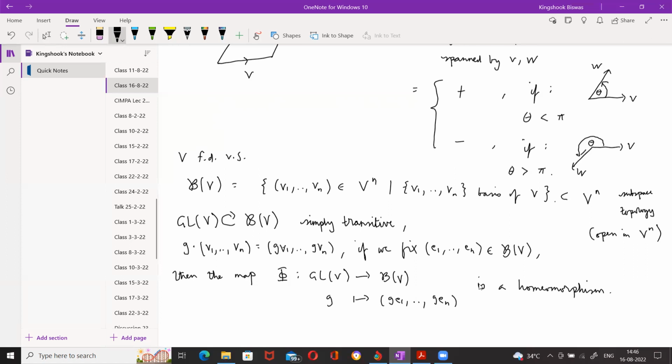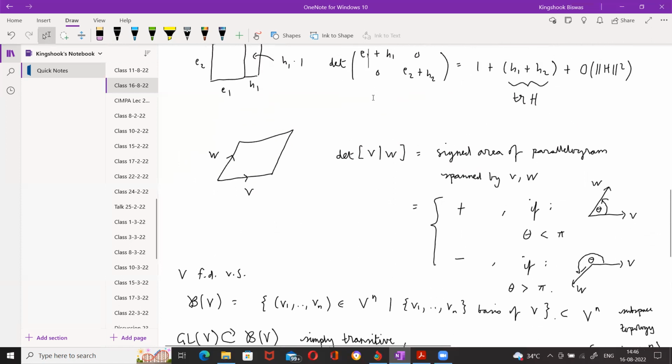Now, what is an orientation? Well, you can see it in this picture. In R2, for example, the set of ordered bases where the angle is less than pi and the set of bases where the angle is bigger than pi are nothing but the two connected components of B of V, the set of ordered bases.